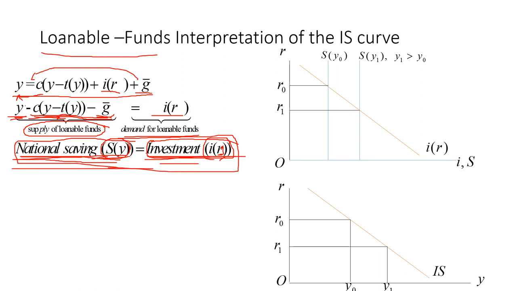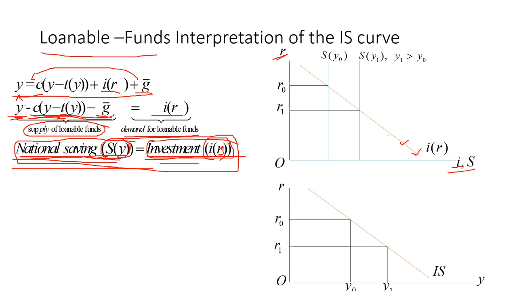And to present that, let me draw the investment function here. Instead of using our earlier diagrams, what we are doing here is measuring R vertically and investment and saving horizontally. Because we are measuring investment and rate of interest on two axes, we can draw the investment line, which is downward sloping.